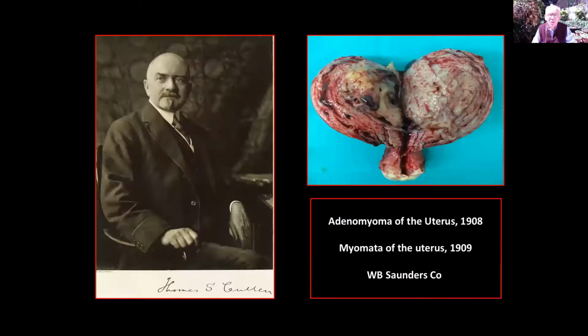In terms of adenomyosis and its extensive study and classification, it was this man, Thomas Cullen, from McGill University, I think, where Cullen did his work. He wrote books on both adenomyosis in 1908 and myoma, fibroids, in 1909.